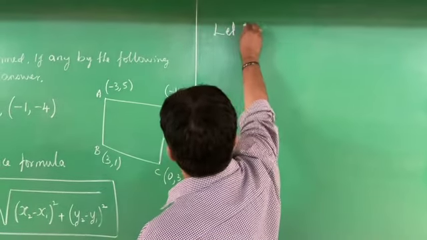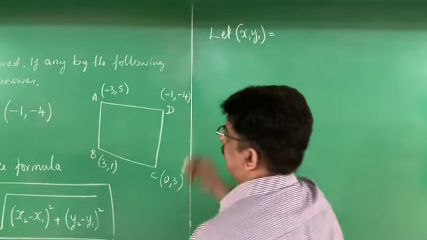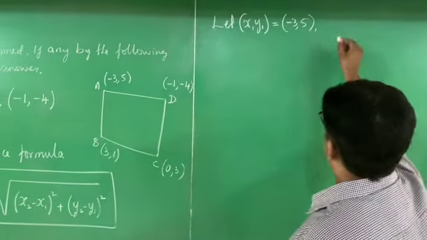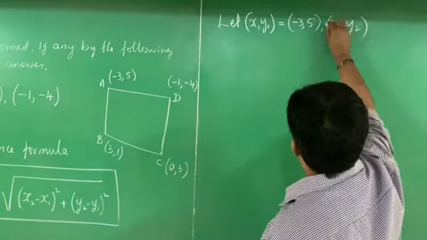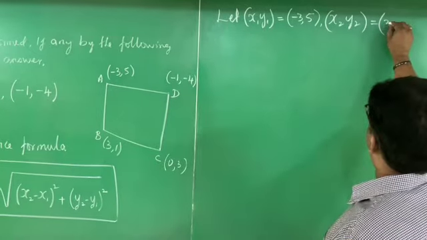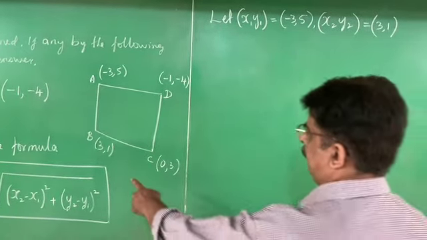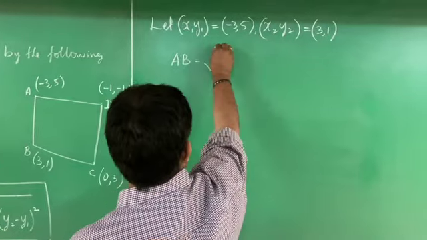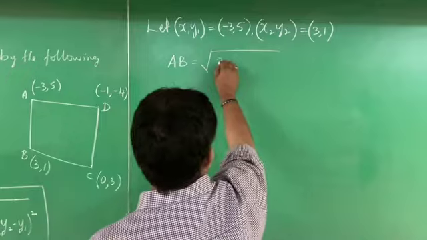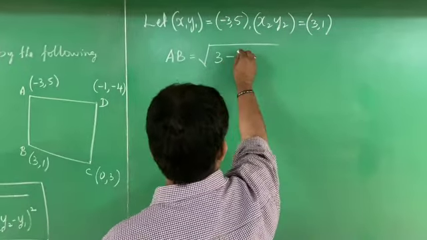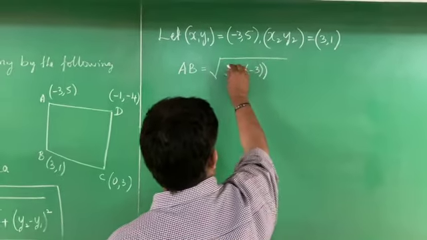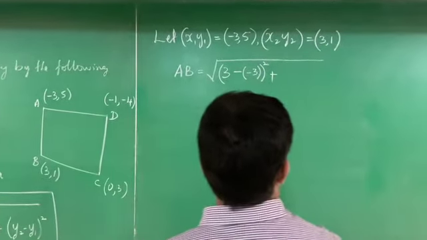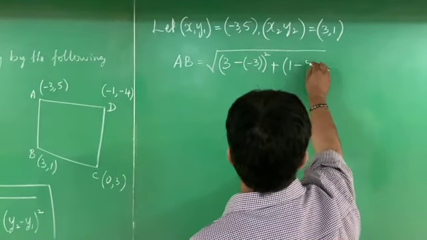Let (x1, y1) equal (-3, 5) and (x2, y2) equal (3, 1). Now the length AB is equal to the square root of (x2 minus x1) whole square plus (y2 minus y1) whole square, that is (3 minus (-3)) whole square plus (1 minus 5) whole square.